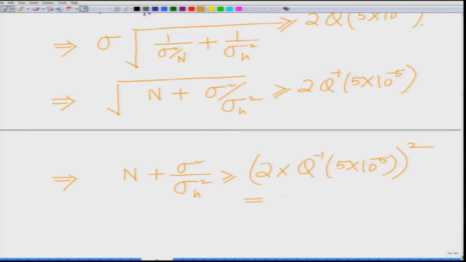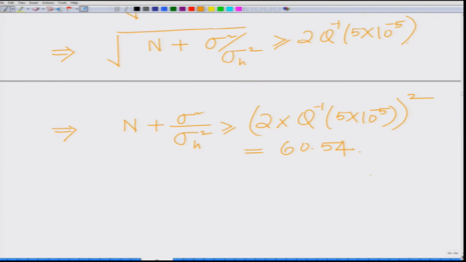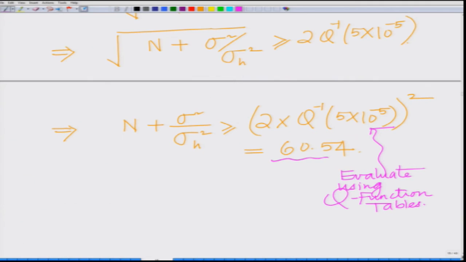You can evaluate this using either a computer or the Q function tables. For instance, you can use MATLAB or Q function tables, that is printed values of the Q function for various values of the argument. You can use it to evaluate this constant, and that will be 60.54.